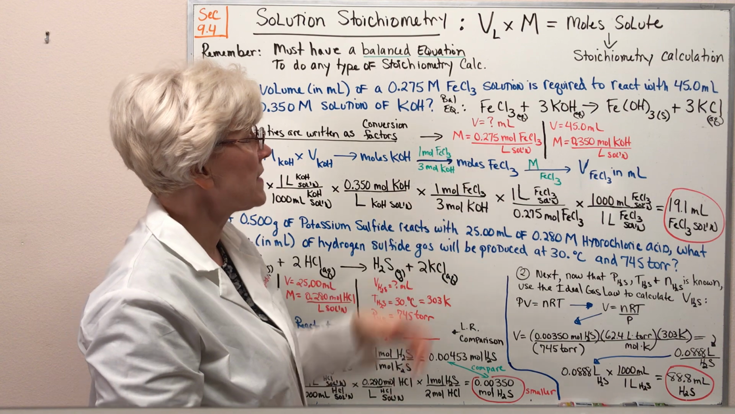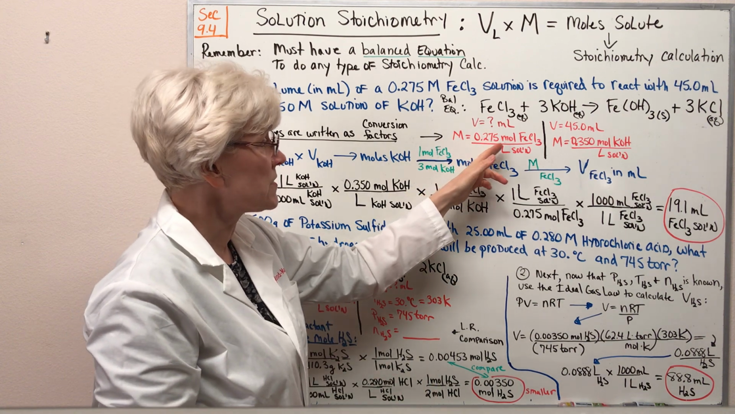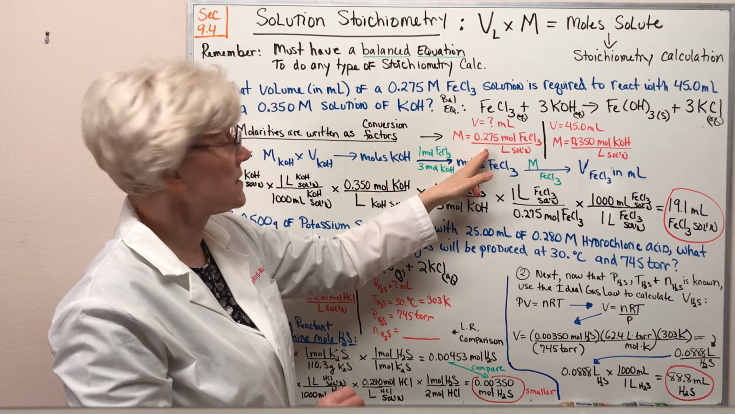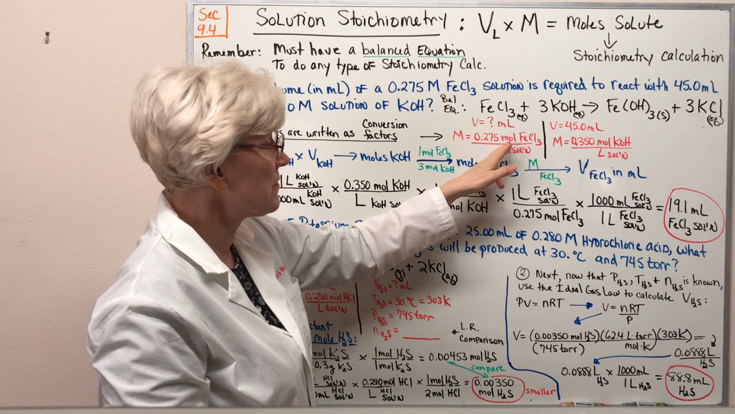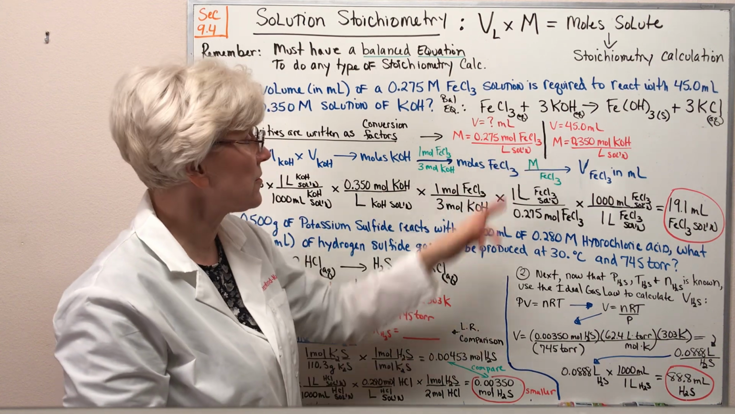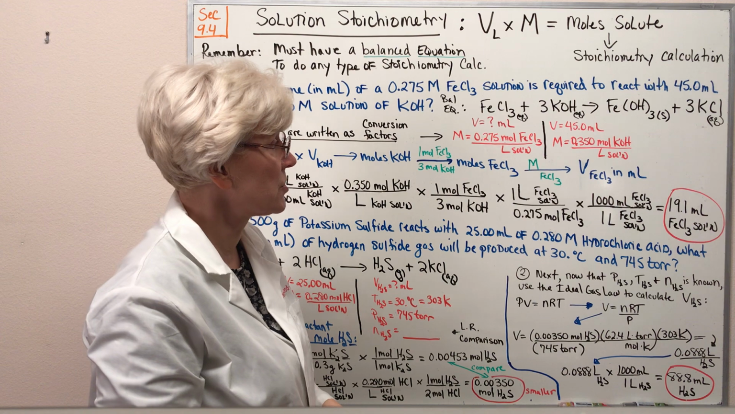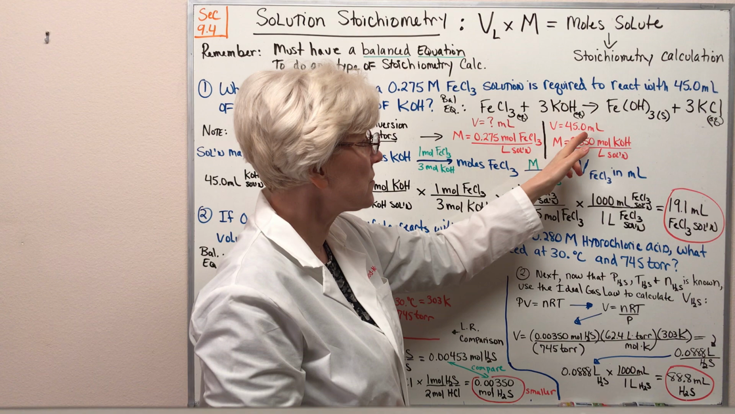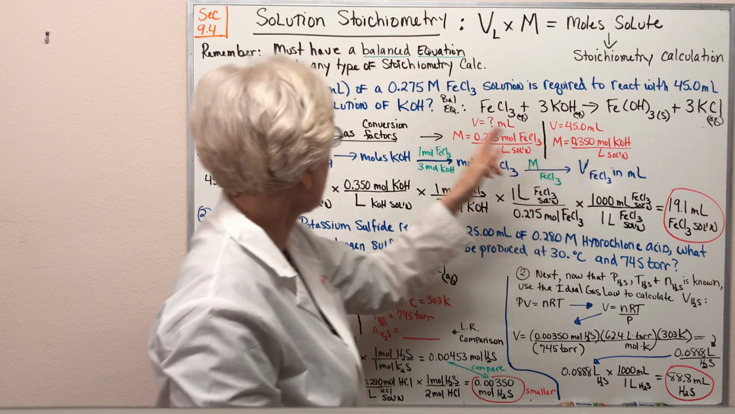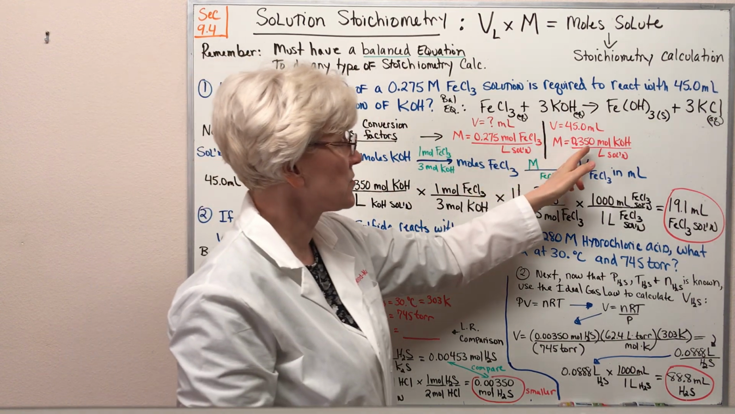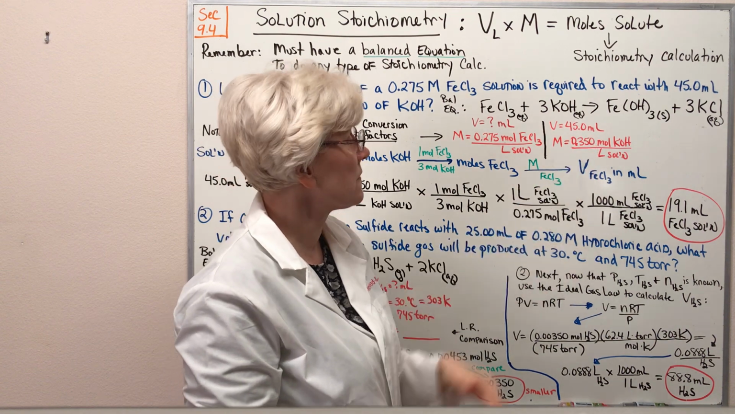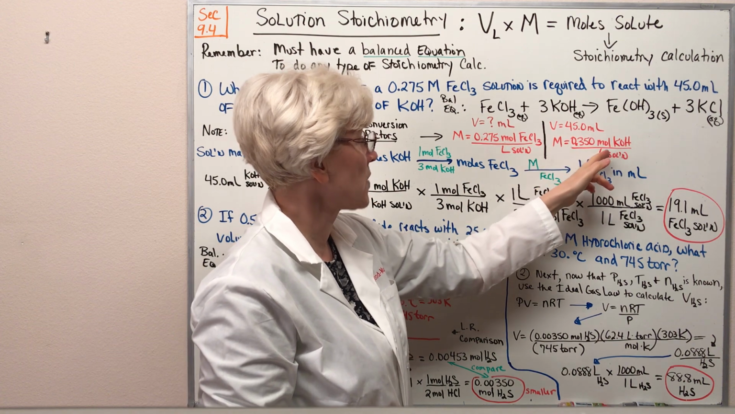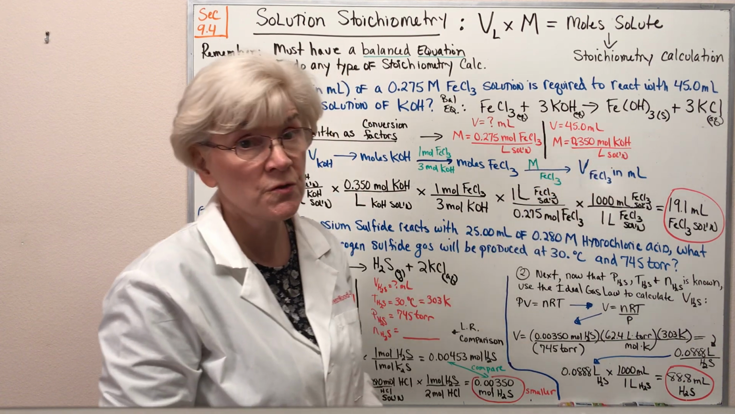The molarity of the iron(III) chloride is 0.275 molar, and notice that I have written that molarity as a conversion factor: 0.275 moles of iron(III) chloride per liter of solution. We have 45 milliliters of our potassium hydroxide solution involved in the reaction, and I have taken the molarity of the potassium hydroxide and written it as a conversion factor as well: 0.350 moles of potassium hydroxide per liter of solution.